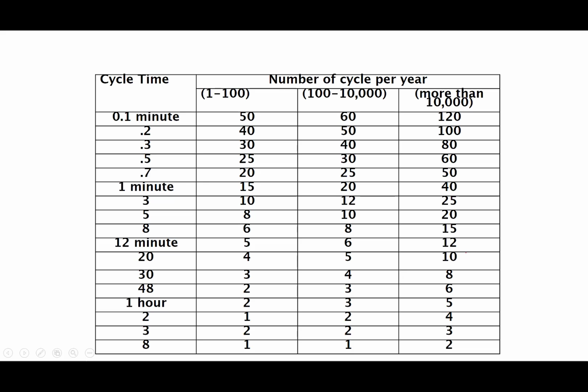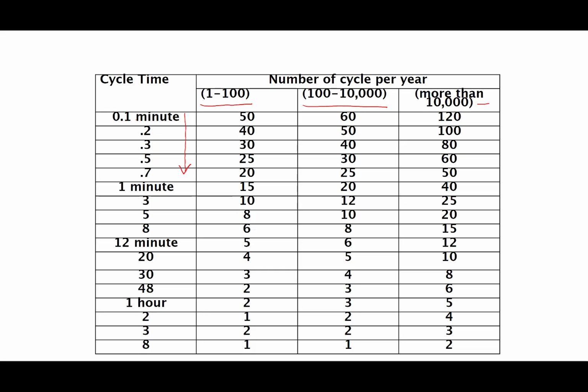Okay, this is the another one. Earlier in the previous table we talked just about the cycle time related aspect. This is the another table. In this table the frequency of occurrence per year, like how many times the job is done per year, say 1 to 100 times per year, or 100 to 10,000 times, or more than 10,000 times. So depending upon the frequency of occurrence of a particular job, and then job cycle is the another parameter.